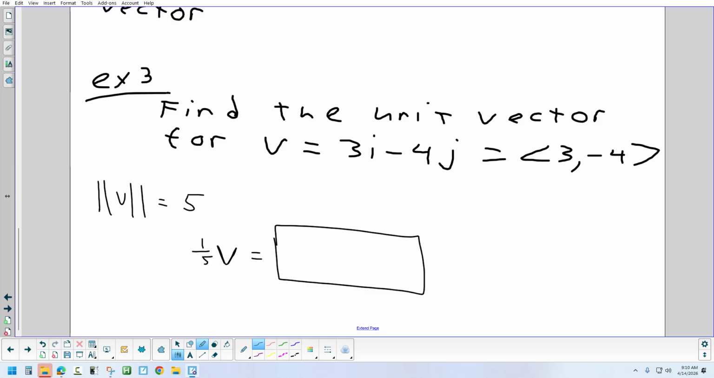Yep. 3/5 i minus 4/5 j. Yep, exactly. 3/5 i minus 4/5 j. And now if you did Pythagorean theorem on that and checked it, you would get 9/25 plus 16/25. That's 25/25. And then if you take the square root of 25 over 25, you get 1. So yeah, we found a vector that was a little bit shorter, 5 times as short, but it's now a unit vector. Any question how we did that?